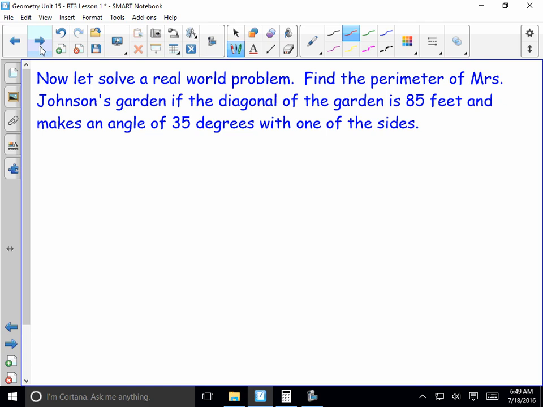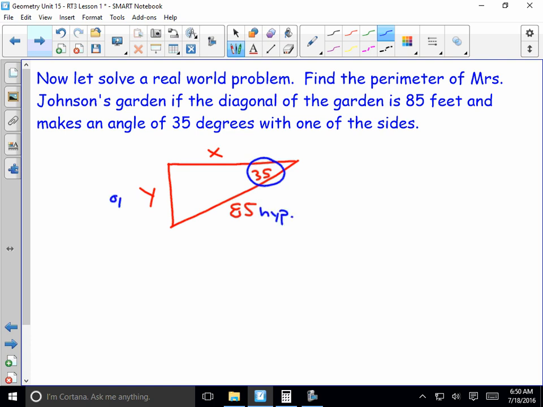Find the perimeter of Mrs. Johnson's garden. If the diagonal of the garden is 85 feet and it makes an angle of 35 degrees with one of the sides. So we know the diagonal is 85, and what we need to do is find x and y so we can find the perimeter. Based on where we're standing at the 35, the 85 is the hypotenuse, the y is the opposite, the x is the adjacent.